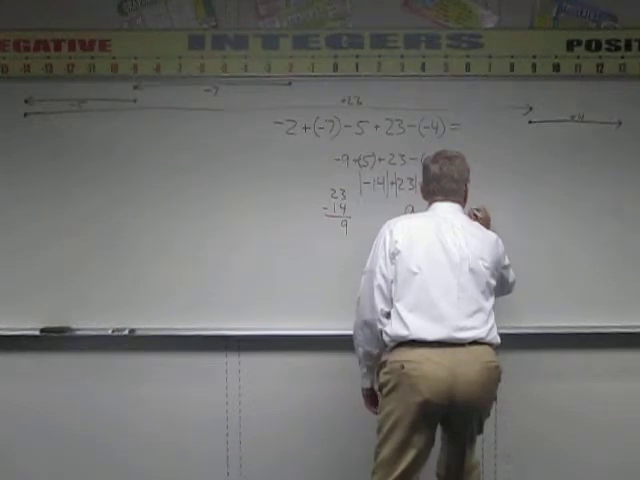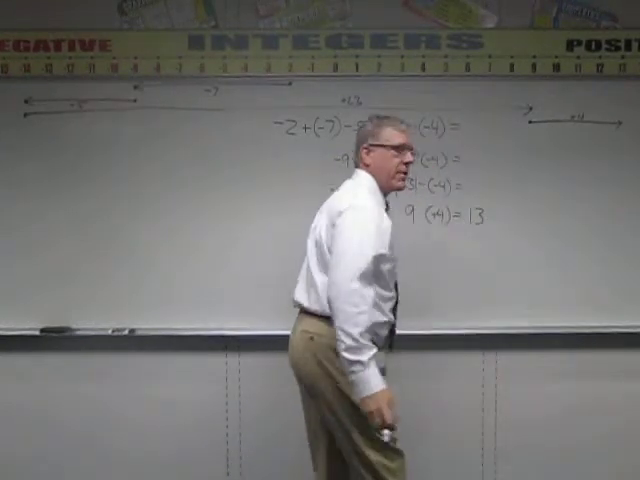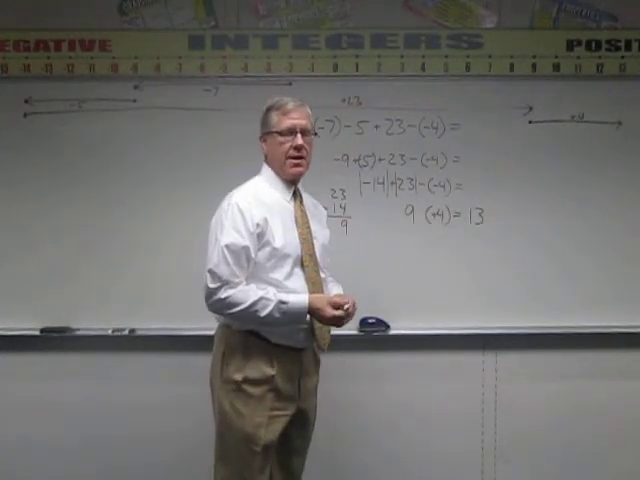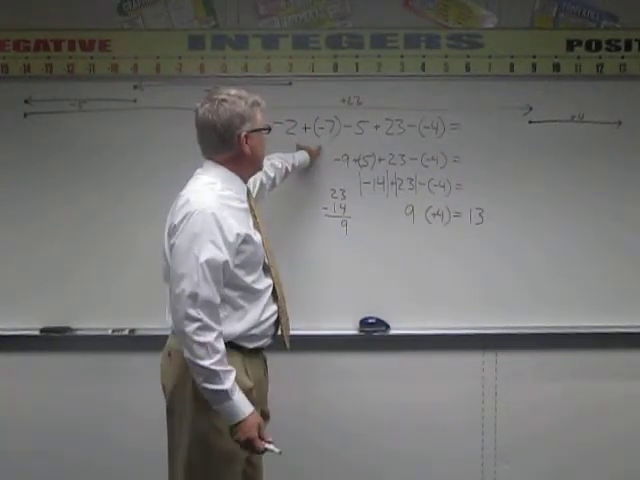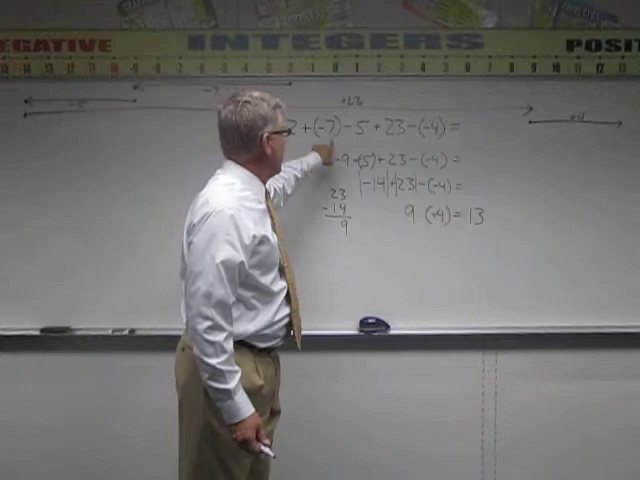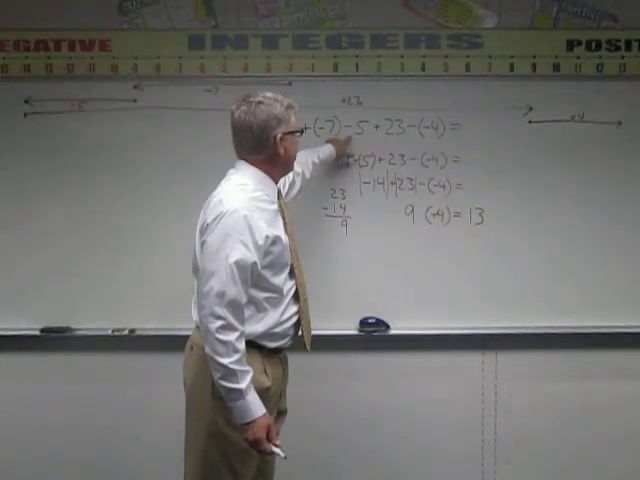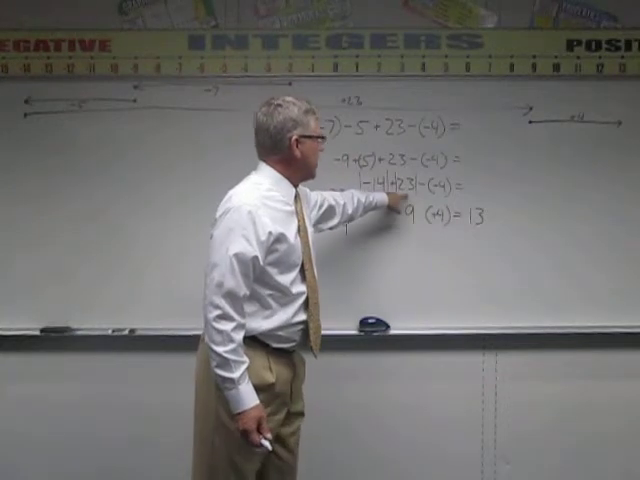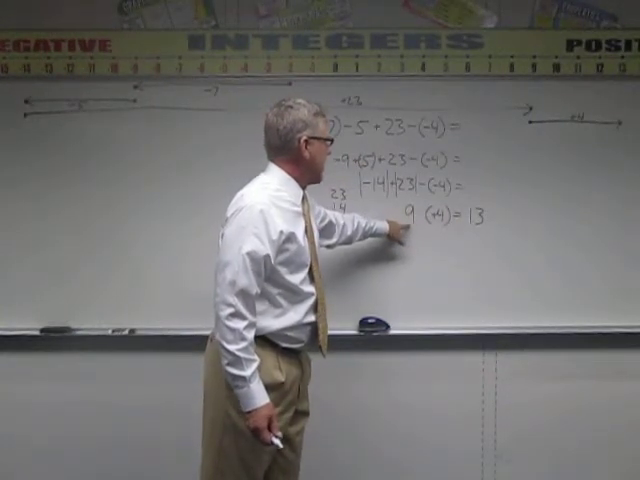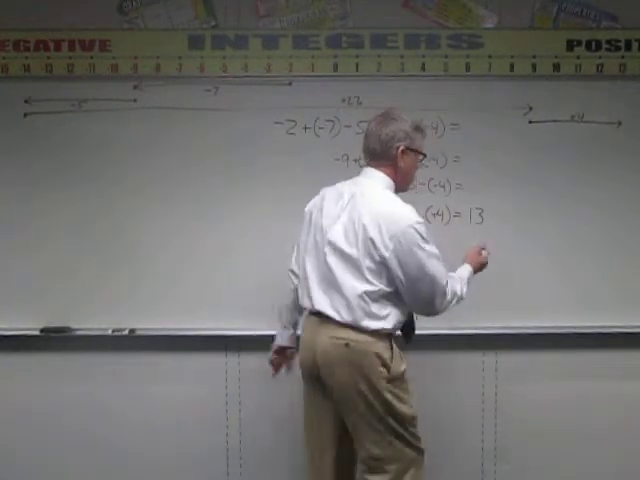I hope everyone got that. Okay, we'll try it again in class. So just do it step by step. This equals negative 9. Negative 9 plus negative 5 is going to be negative 14. Negative 14 plus 23 is going to be 9. 9 plus 4 is 13. There's our answer.